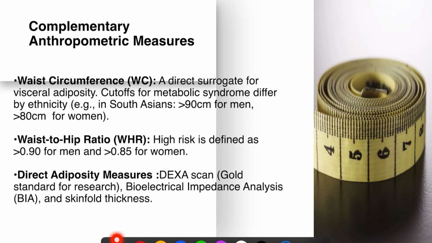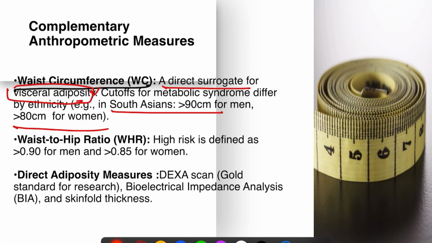To overcome the limitations of BMI, additional anthropometric measurements are required for a complete assessment. One of them is the waist circumference. It is a direct surrogate marker for visceral adiposity. In South Asians, waist circumference above 90 cm in men and above 80 cm in women indicates increased metabolic risk. Waist to hip ratio is another useful indicator. High risk is defined as more than 0.90 for men and more than 0.85 for women.